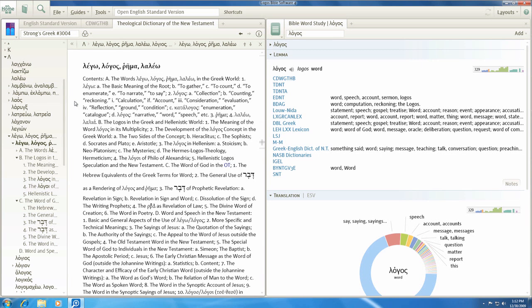Now, one other thing I should mention about TDNT is that not every word that appears in the New Testament is included in this dictionary. Only the words that the authors and editors of the dictionary thought were theologically significant are included. So keep that in mind as you use the dictionary.